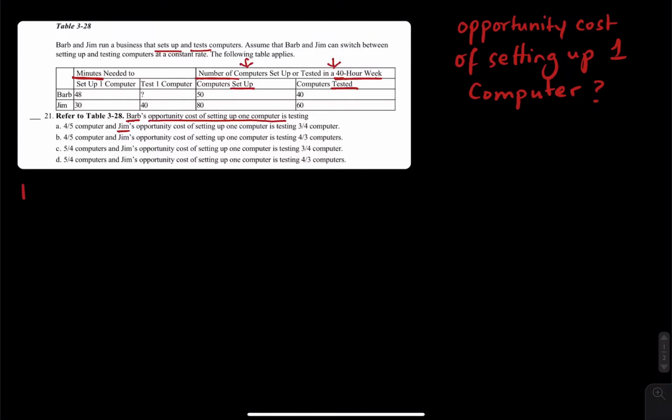Okay, so let's write down the information we are given for Barb. We will not use the first two columns to do this question because there is a question mark here, there's missing information, but we could use the last two columns to figure this out. So for Barb, she can either do 50 setups or do 40 tests in a work week.